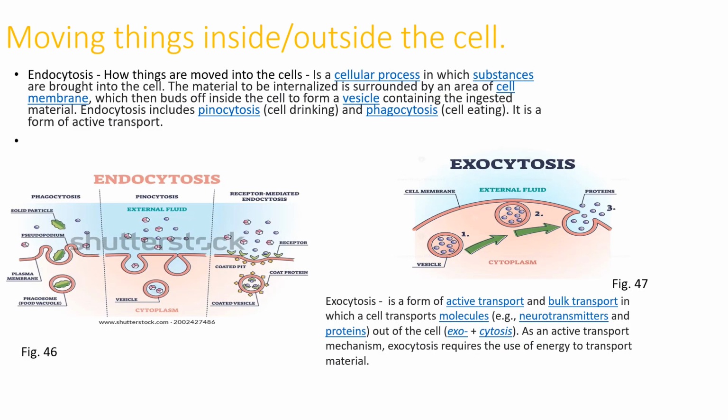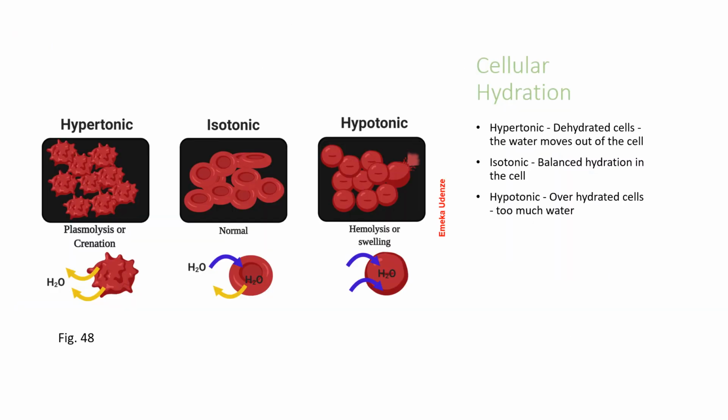Endocytosis is how things get into the cell. Then you've got your exocytosis. This is how things move out of the cell. I think endo like enter and exo as an exit. Then you have your examples of cellular hydration. So if you're not getting enough water or fluids, your cells are going to become dehydrated. Water's moving out of the cells. It's going to need to go elsewhere throughout the body to be used. If it's isotonic, then it's balanced hydration. Hypotonic is too much hydration. So you can see the cells look overhydrated. They look like they're swollen.